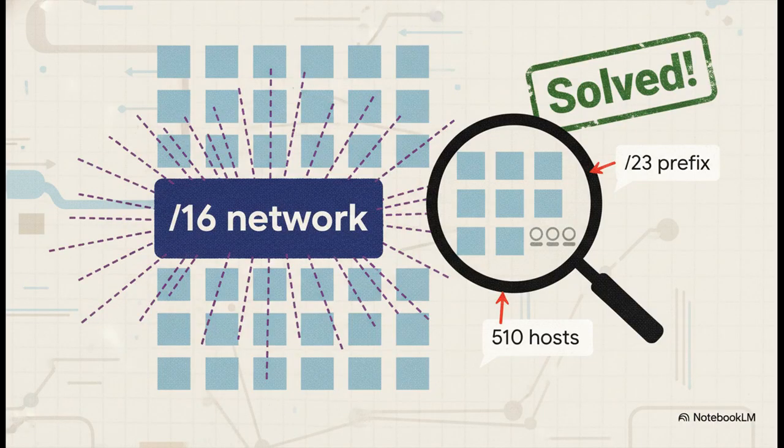Okay, let's do a quick warm-up. If you remember from our last explainer, we looked at a classic scenario, taking a /16 network and carving it up. The correct answer there was a /23 prefix, which gave us 128 subnets with 510 hosts each. So with that fresh in our minds, let's really turn up the heat.